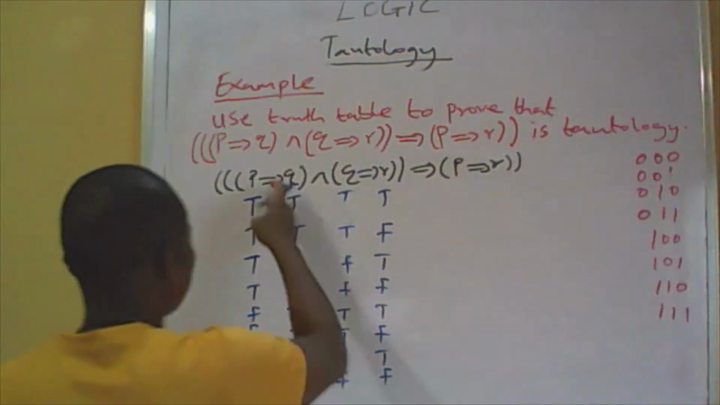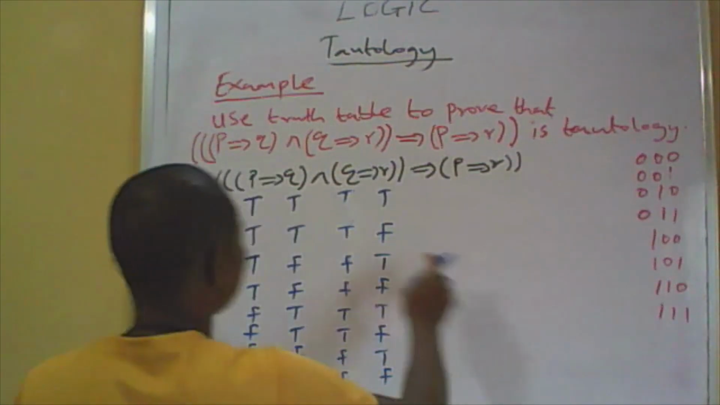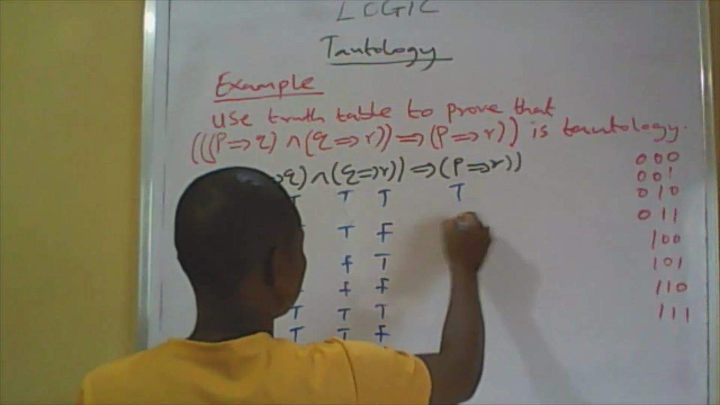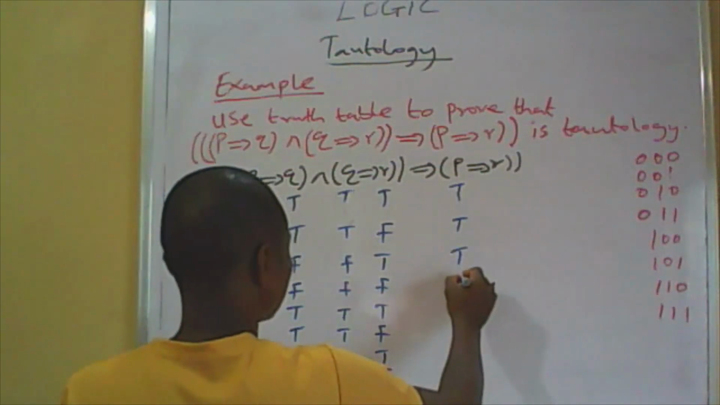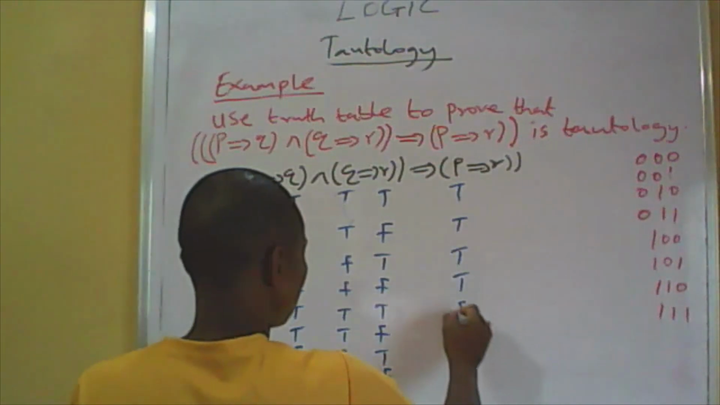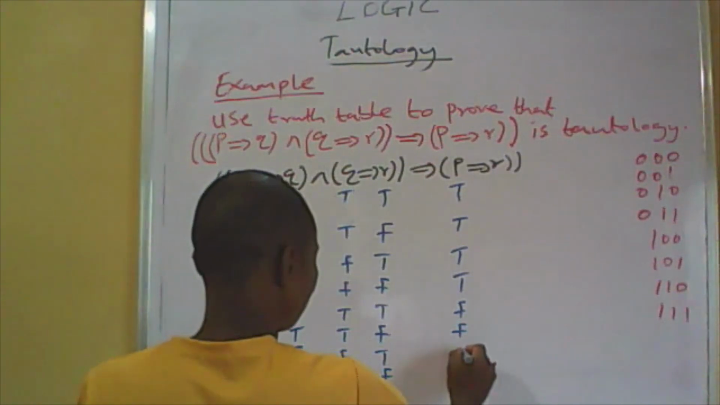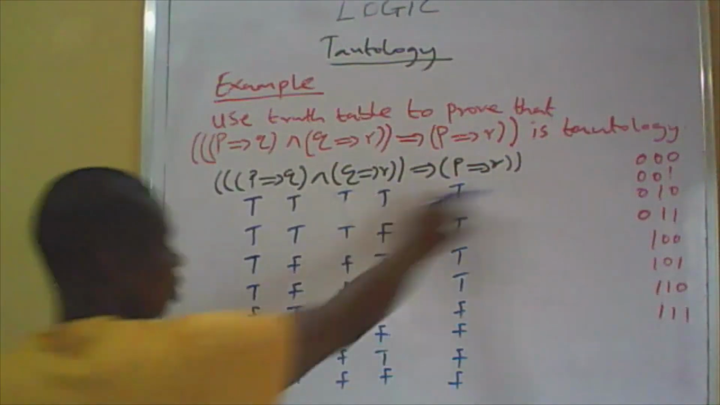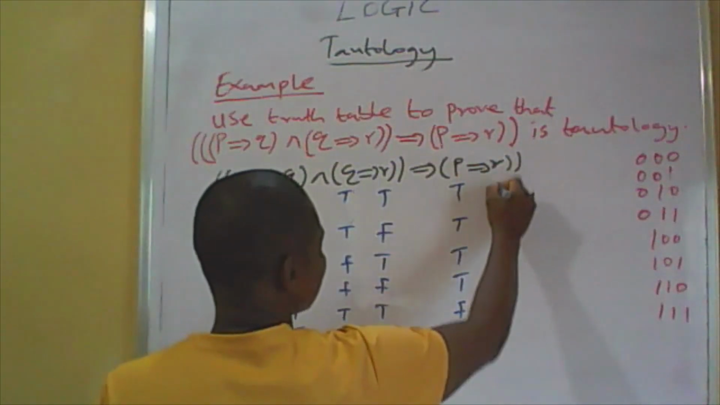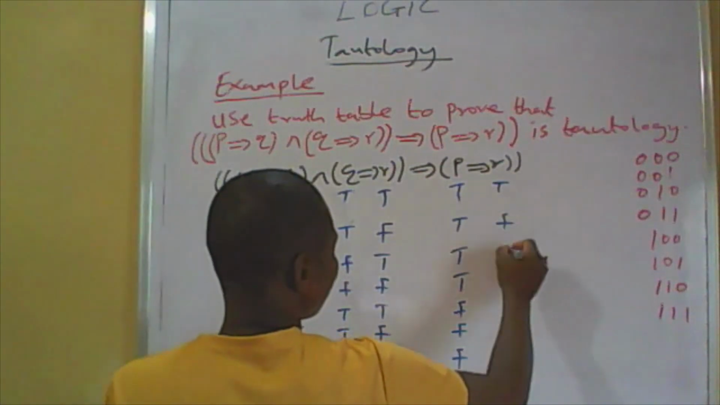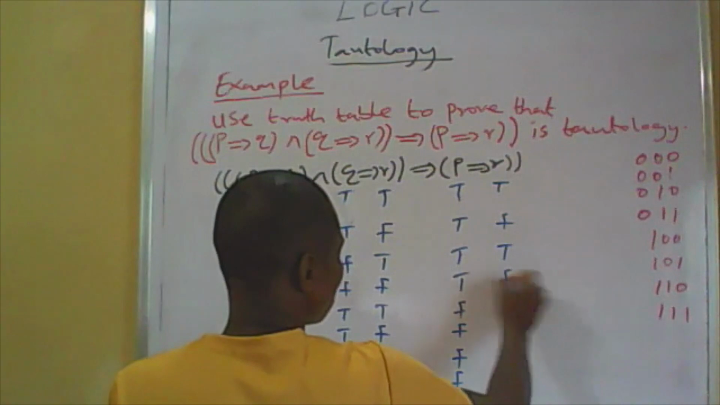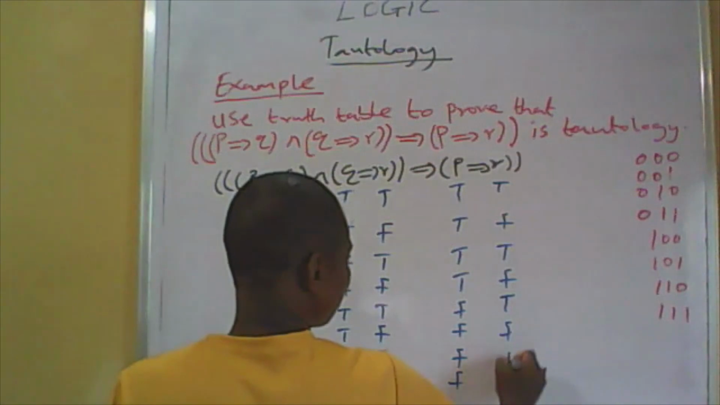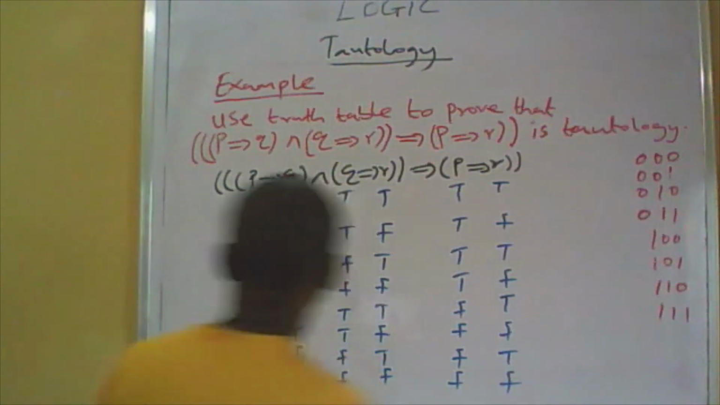Copy also the P's here, also under here. You copy the truth values of P. You have T, T, T, T, F, F, F, F. Under R, also you copy the same thing here. Under R, you have T, F, T, F, T, F, T, F. Very good.